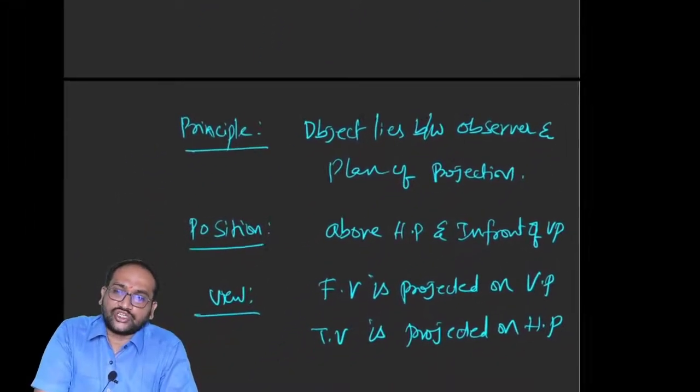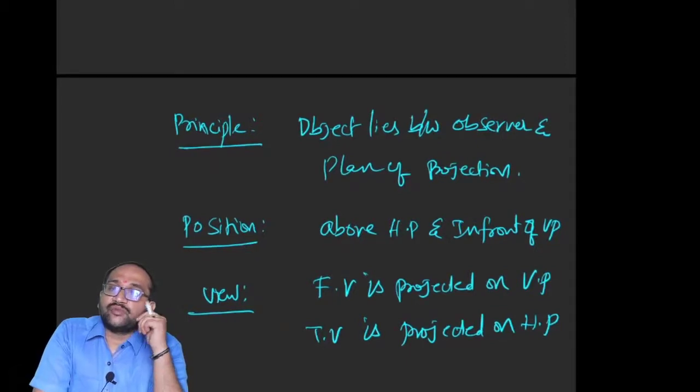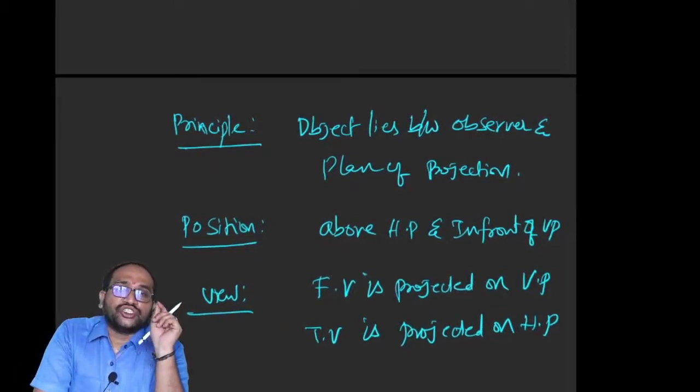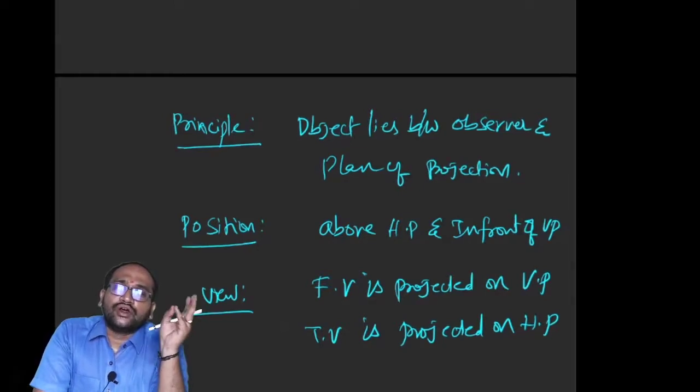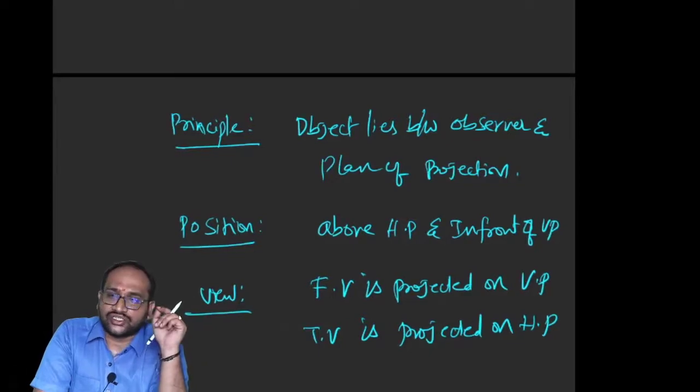In first angle projection, object always lies between observer and plane of projection. Coming to position, above HP, in front of VP. Coming to views, front view is projected on vertical plane and top view is projected on horizontal plane.